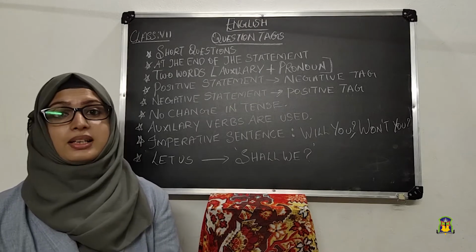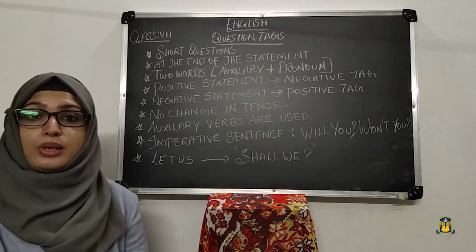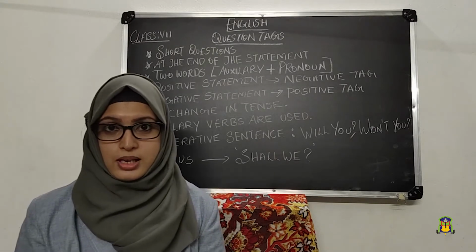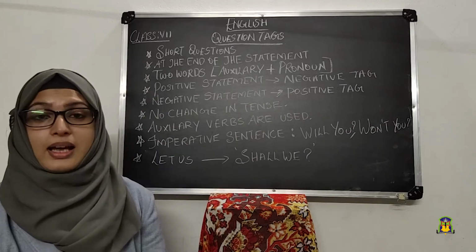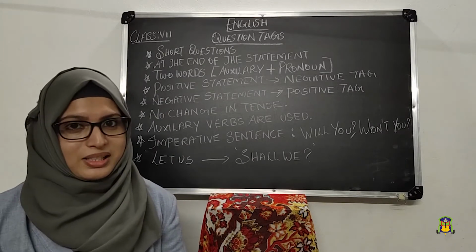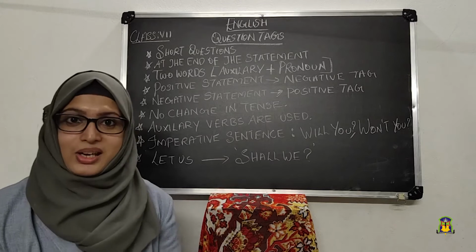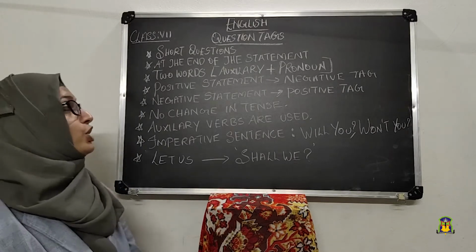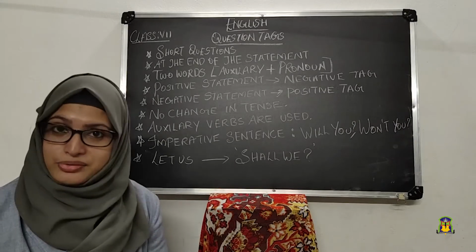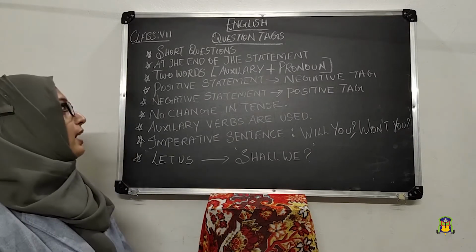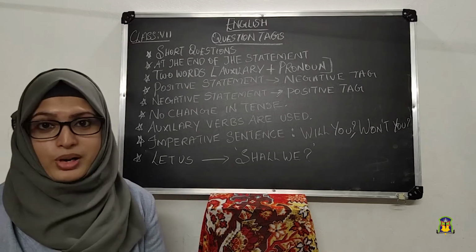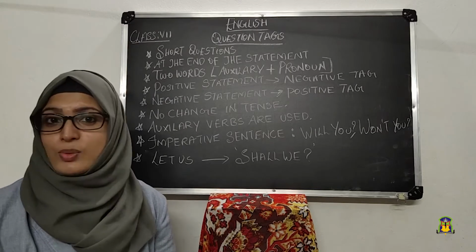Okay, so children, these are the rules. You have to keep them in mind. I know you will not understand anything just from these rules. By simply telling the rules, you will not get it. But when I show you the examples, you will know it. So first, what we learned, the first rule: it is a short question at the end of the statement, and it will be of two words. Joining it will be auxiliary plus pronoun. Let's see one example.